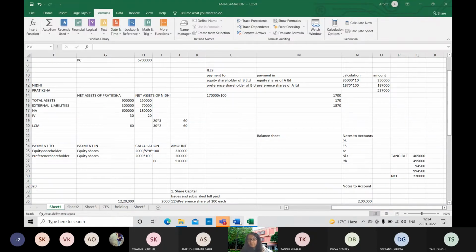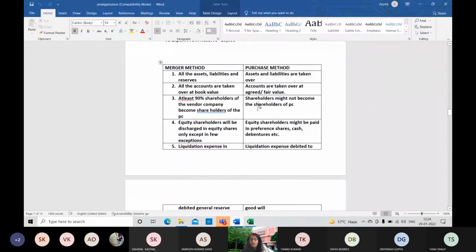But I'm not finishing off my class here. Why? Because today what we just did is, you would have understood that basically from the point of view of whatever theory we have already done, we already know that the difference between merger method and purchase method is that all the assets, liabilities and reserves are taken over. Now when I'm saying this, guys, what is the difference in the journal entry? Can anybody tell me?